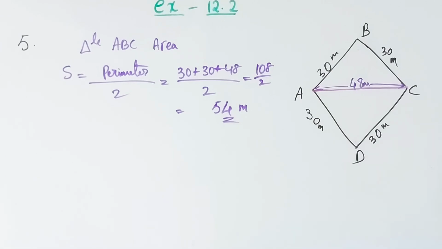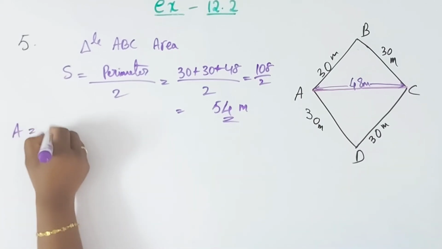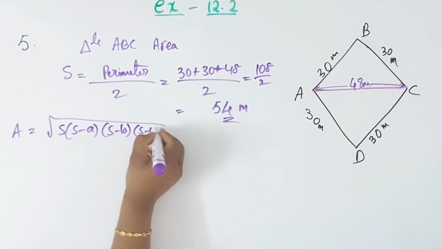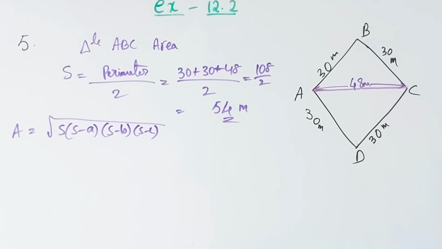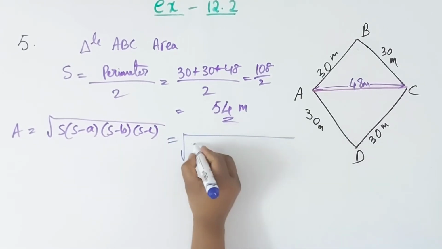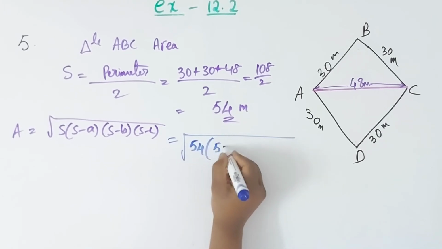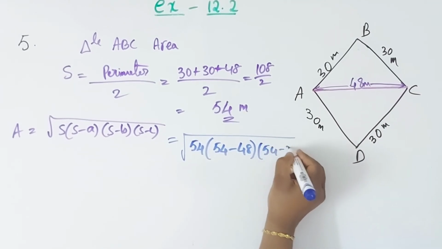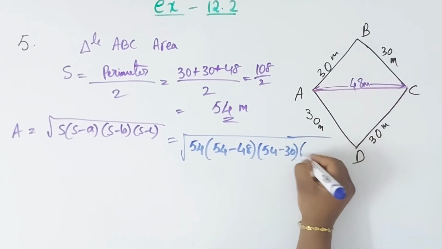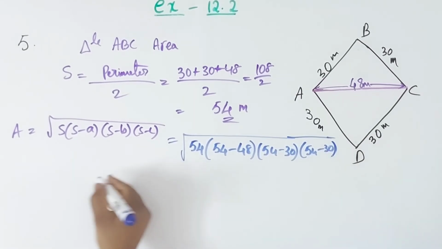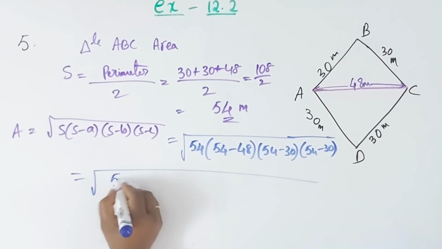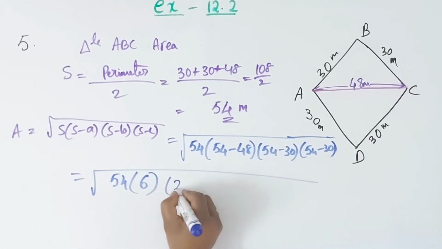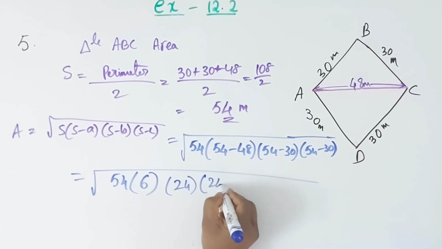Now we know S, we have to find out the area by using Heron's formula, root of S into S minus A into S minus B into S minus C. Correct children? So this equal to root of, what is S value? 54. 54 minus 48, 54 minus 30 and 54 minus 30 again. This equal to root of 54. 54 minus 48, it is 6 children, and 54 minus 30 children, 24. 54 minus 30 again 24.